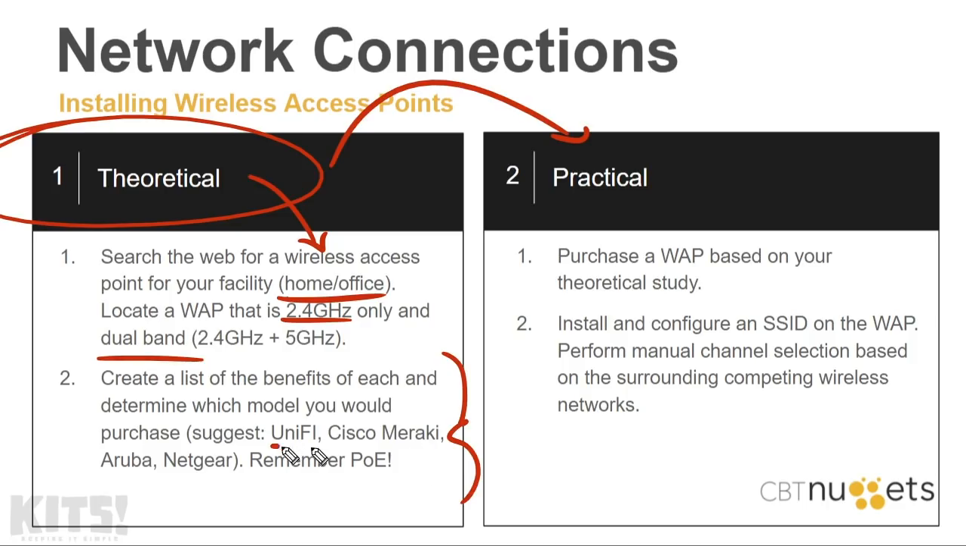I would suggest a UniFi, that's actually Ubiquiti's access point, Cisco Meraki, Aruba, Netgear, and then everything else just kind of falls into the pile of consumer grade stuff. Keep in mind, some of these you'll have to buy a subscription for, like Cisco Meraki. Some of them you'll have to set up a software controller for, like UniFi. That's the one that I used.